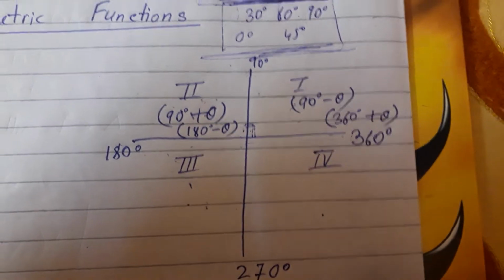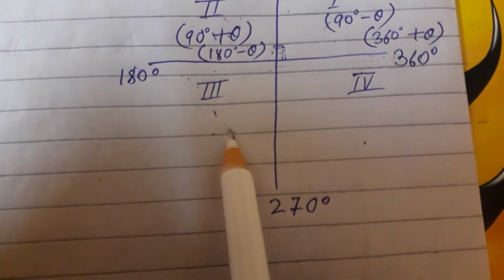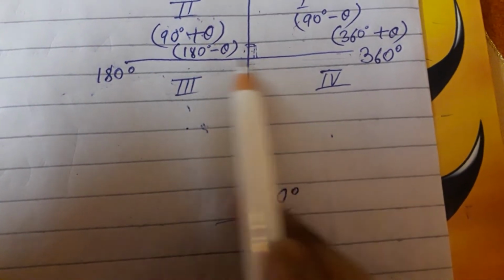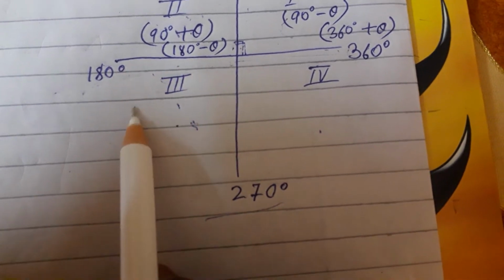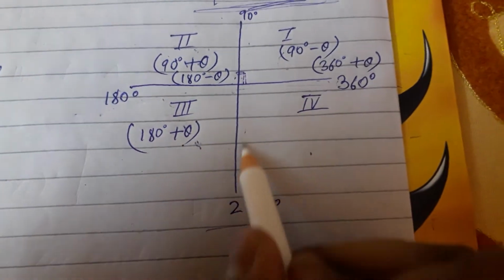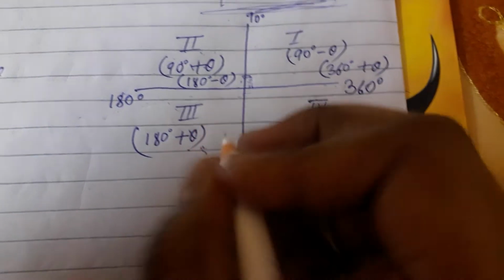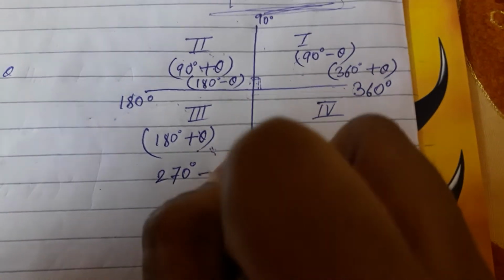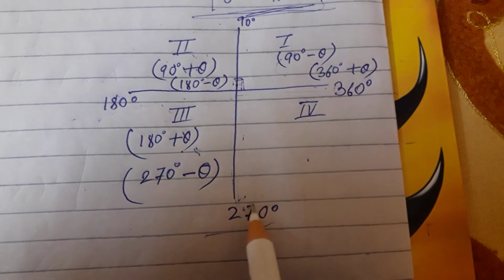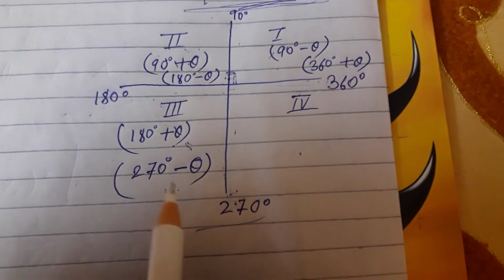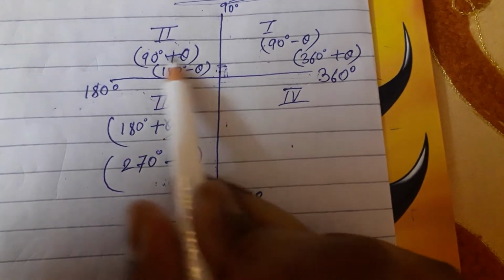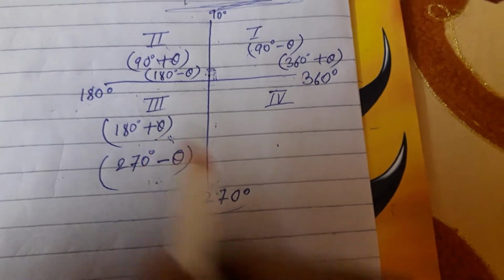Now see this third quadrant. The third quadrant is between 180 degree and 270 degree. In this quadrant you can define it by 180 degree plus theta, and since there is 270 degree, you can define it also by 270 degree minus theta. Why 270 degree minus? Because this is 270, so obviously this will be 270 minus, and here we are crossing the 180 degree, so we can define it by 180 degree plus theta.